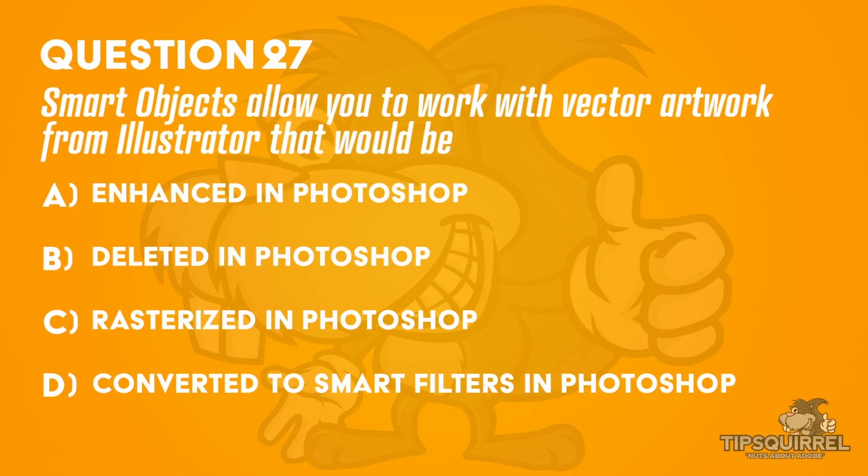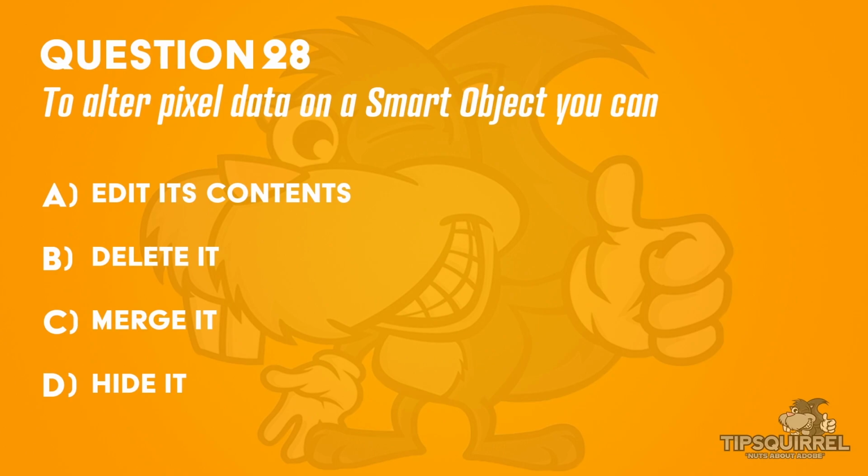Question 27. Smart objects allow you to work with vector artwork from Illustrator that would normally be A, enhanced in Photoshop, B, deleted in Photoshop, C, rasterized in Photoshop, or D, converted to smart filters in Photoshop. Question 28. To alter pixel data on a smart object, you can A, edit its contents, B, delete it, C, merge it, or D, hide it.